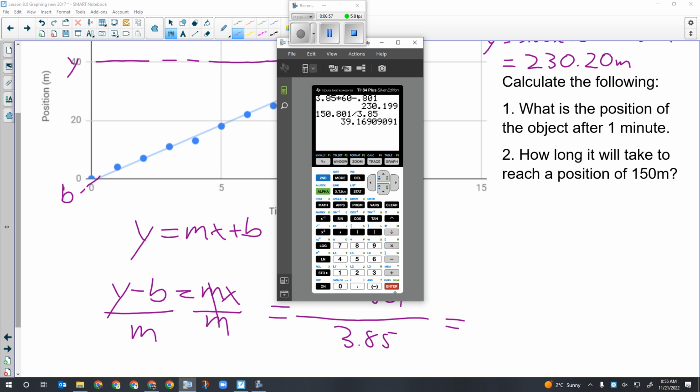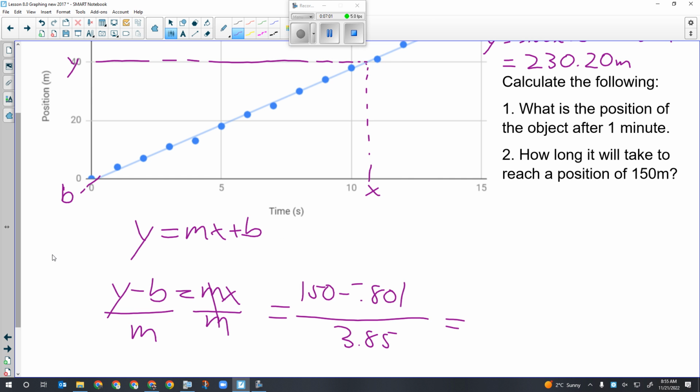Okay, so it's going to take 39.17 seconds to reach a position of 150 meters. Okay, that ringing a bell from Friday?